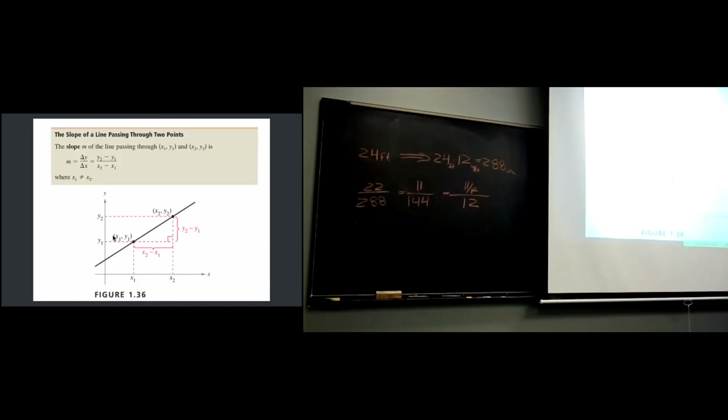Having said that, the general equation for the slope of a line is just going to be the change in y divided by the change in x. I started to say that backwards again. But we have to hold that x does in fact change, right?